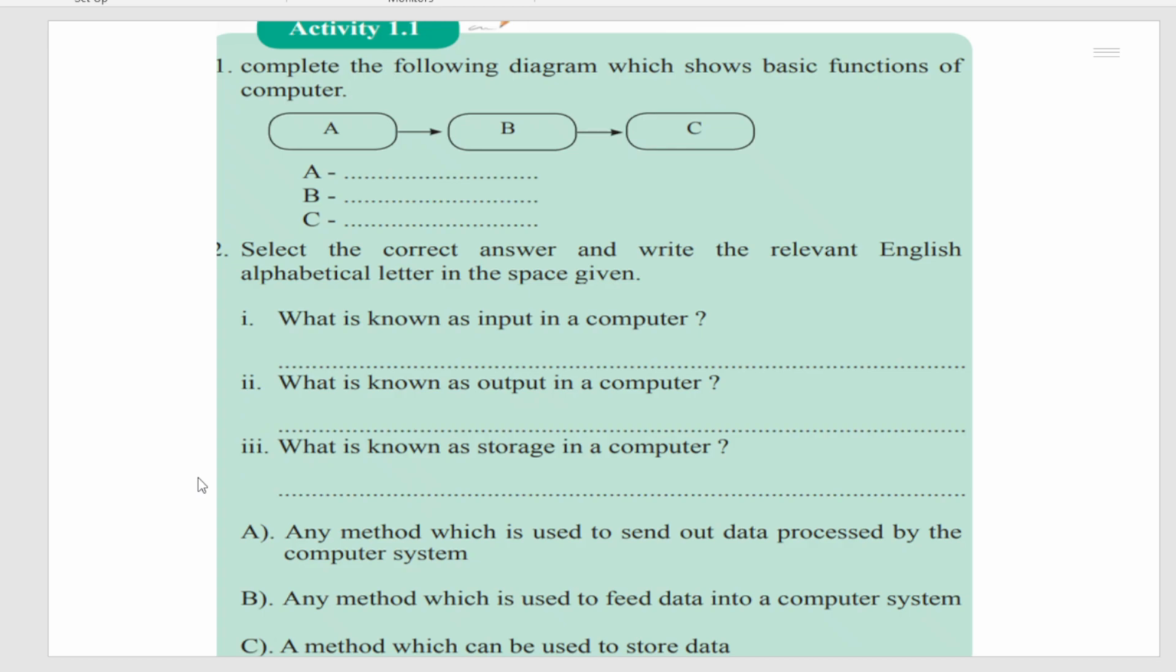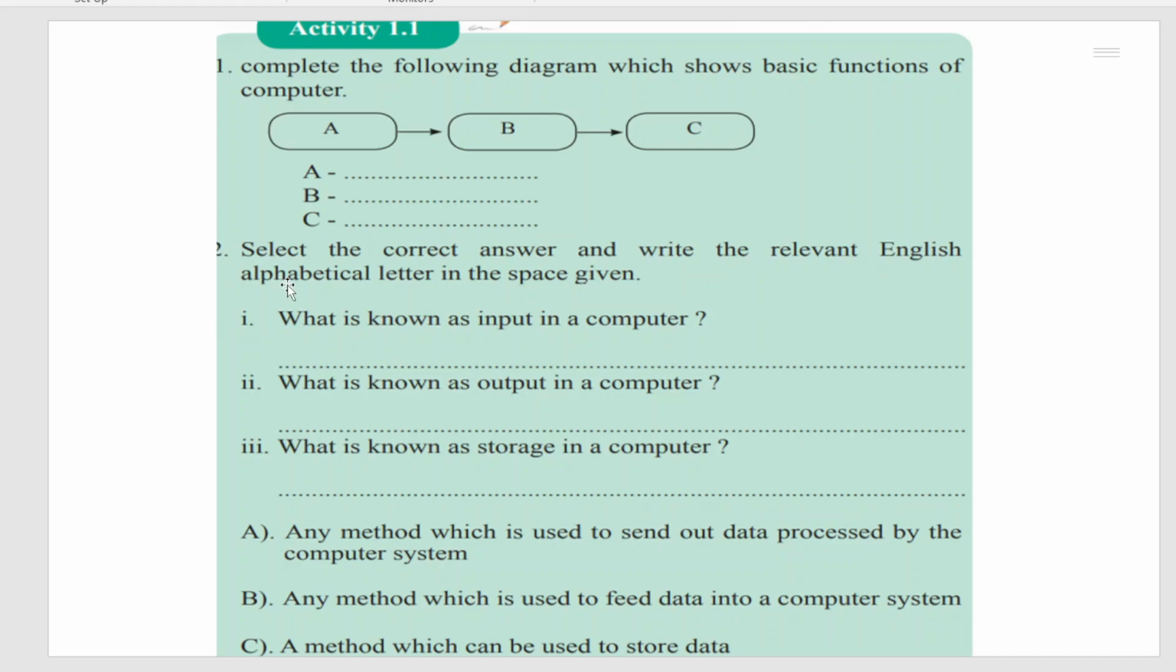activity. The first one is complete the following diagram which shows basic functions of a computer. In this diagram which shows 3 functions of a computer, each letter indicates the function of a computer. So A should be the input, B should be the process, and C should be the output. Okay, and let's go to the second question.